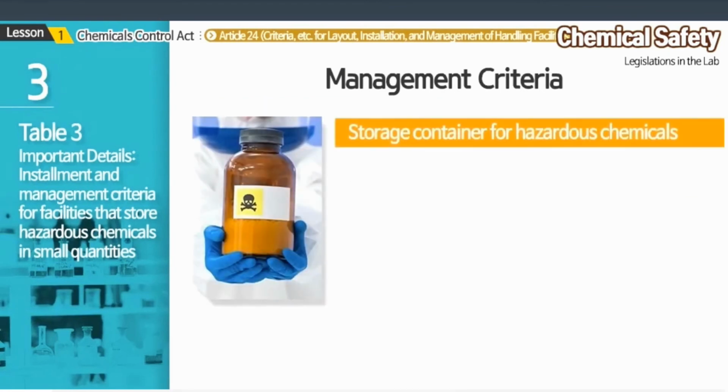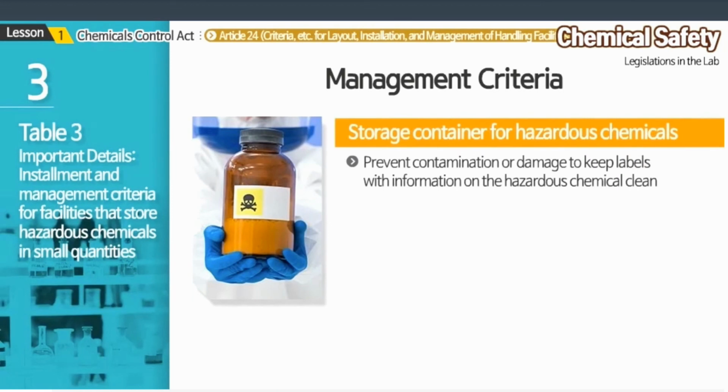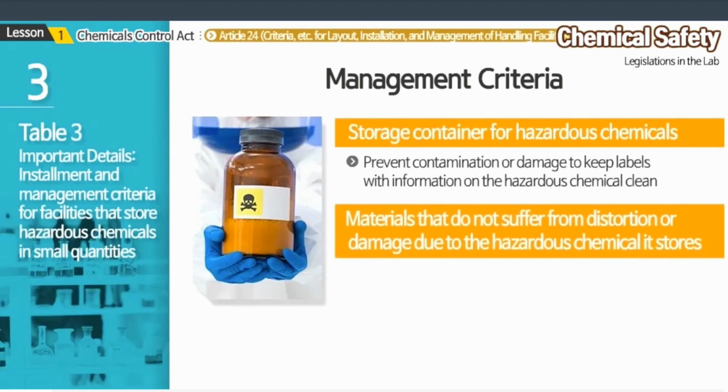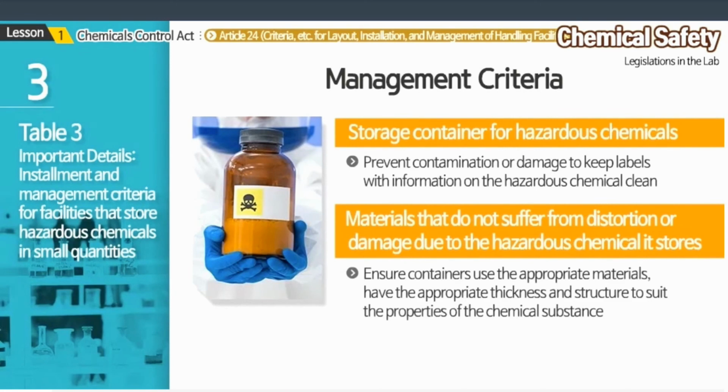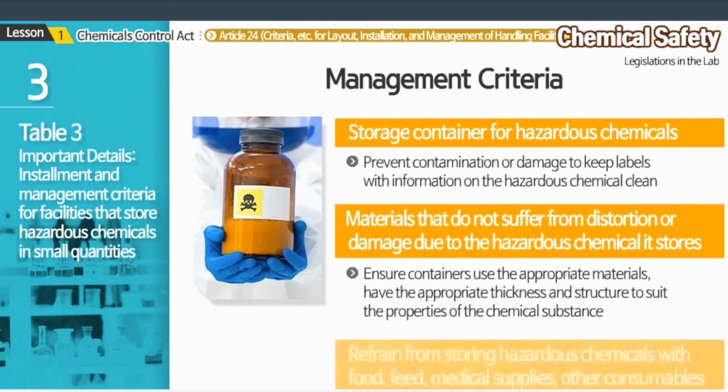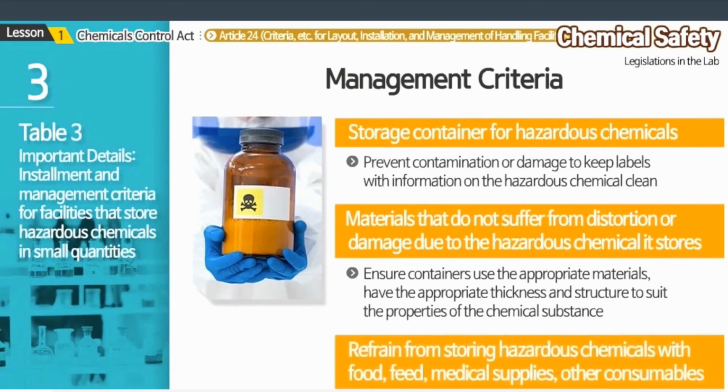Handlers must prevent containers from being contaminated or damaged to keep labels with information on the hazardous chemical clean and visible. Containers must be made with materials that do not suffer from distortion or damage due to the hazardous chemical it stores. Also, they must use different materials and have the right thickness and structure required to suit the properties of different chemicals. Last but not least, you must refrain from storing hazardous chemicals with food, feed, medical supplies, and other facilities in the same facility.